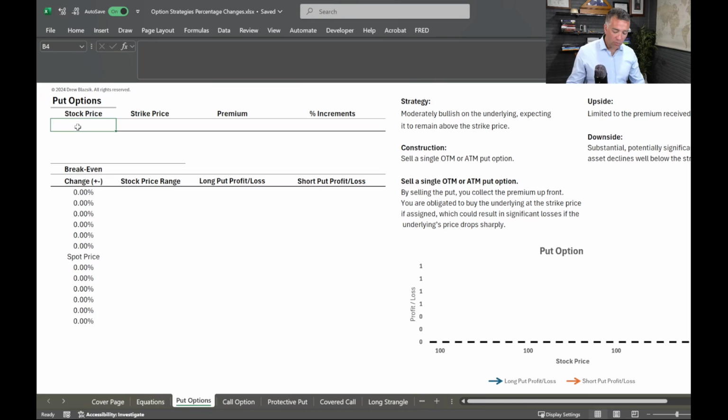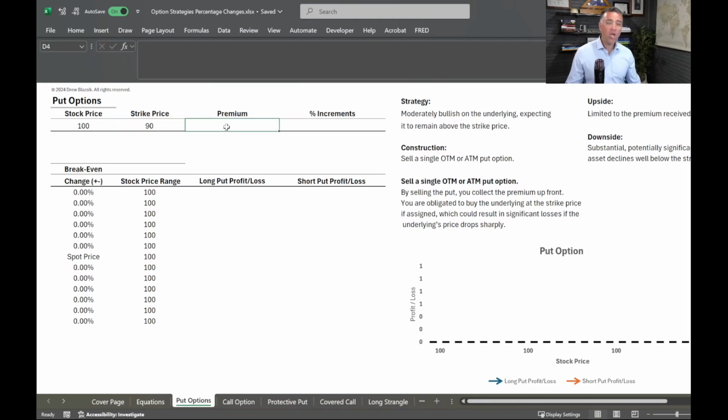The first thing we want to do is look at what is the current stock price. In all our examples, we're going to say $100. That's the spot price, what's going on today, currently. Then we want to know what the strike price is. In our example in the introduction video, we said 90. So I'm going to put 90 there.